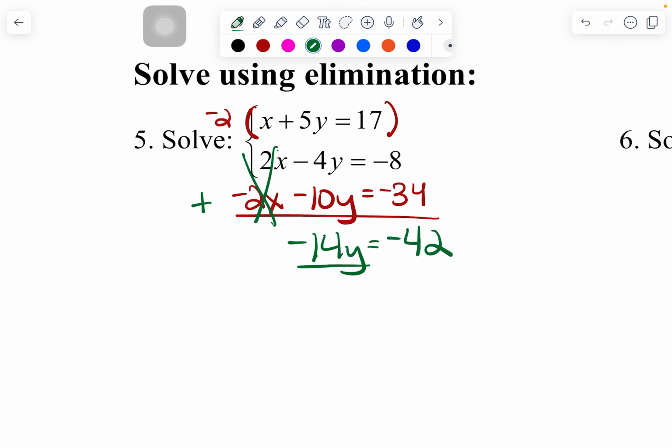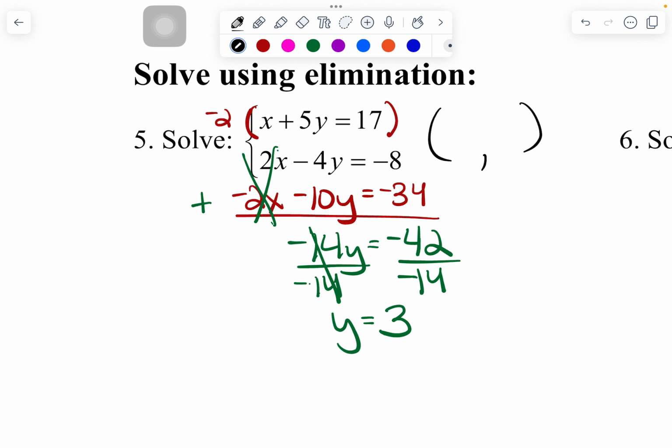I'm going to go ahead and divide both sides by negative 14. Wow, that was horrible. Let's try that again. There's negative 14. And that's going to be y is equal to, I believe, 3. Okay, so my system here, I've got an ordered pair. I now know that y is 3.